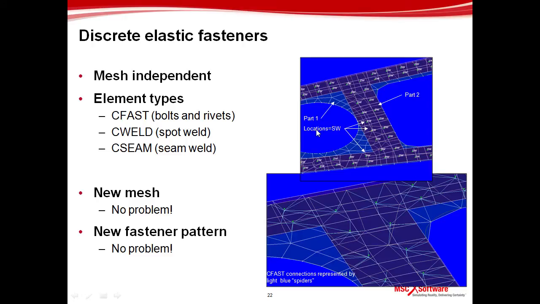And again, if you have a change of geometry and change of pattern, and you keep your weld location based on geometric coordinates, then you can recreate them very, very easily. So new mesh, no problem. New fastener pattern, no problem. You can certainly expedite your assemblies like that.